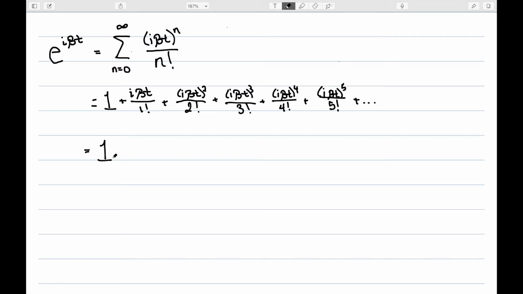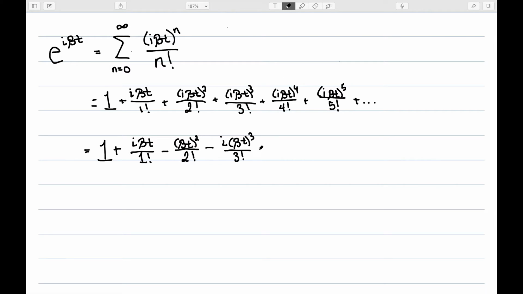The first thing I want to do is try to simplify these i's a little bit. i is the square root of negative 1. So i squared is negative 1. So this third term here is the same as negative beta t squared over 2 factorial. i cubed would be i squared times i, so negative 1 times i. So I'm going to write this as negative i times beta t cubed over 3 factorial.